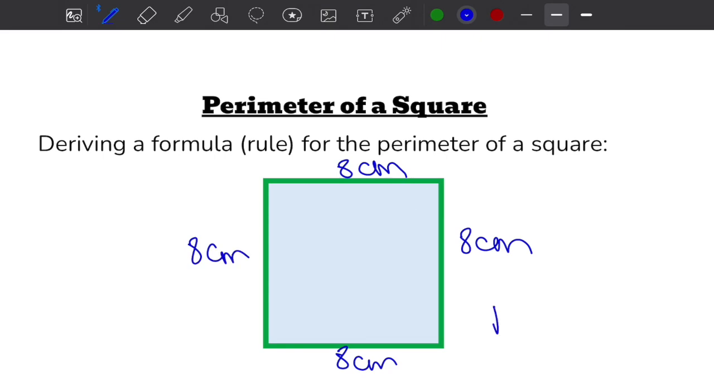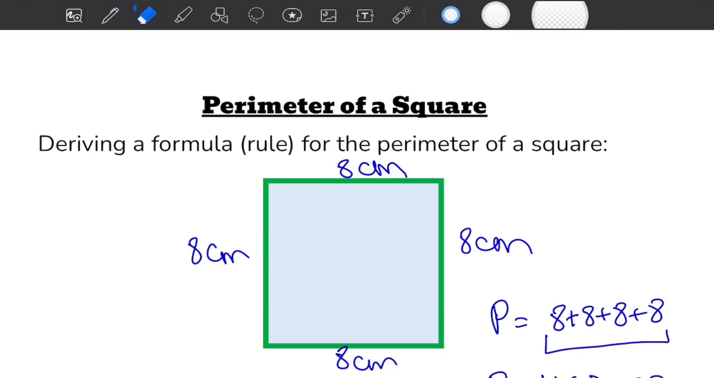To find the perimeter, what you did was you added those dimensions together. Well, this is repeated addition, and we know that repeated addition is the same thing as multiplication. So this is essentially 4 groups of 8. So it's 4 times 8, which is equal to 32 centimeters. So we're going to use that same logic to come up with a formula for the perimeter of a square.